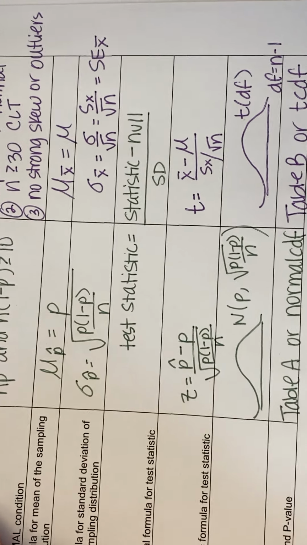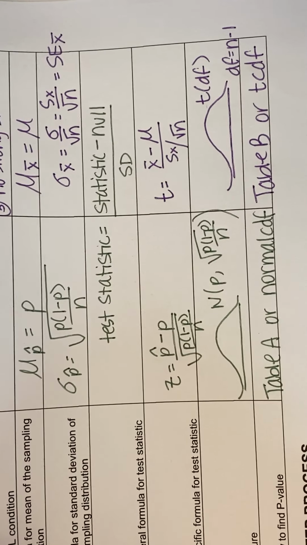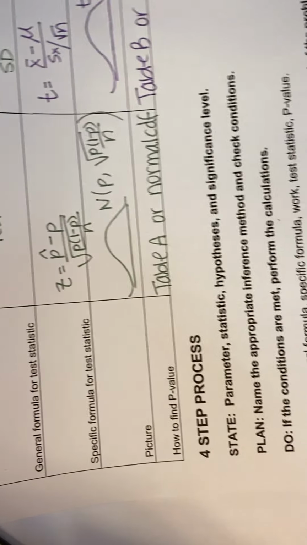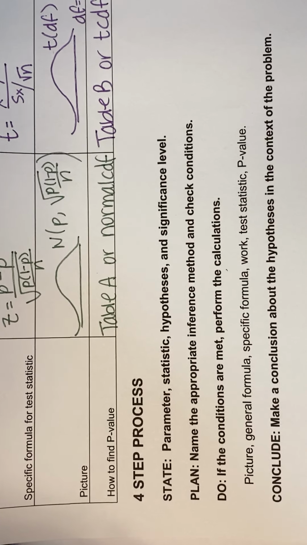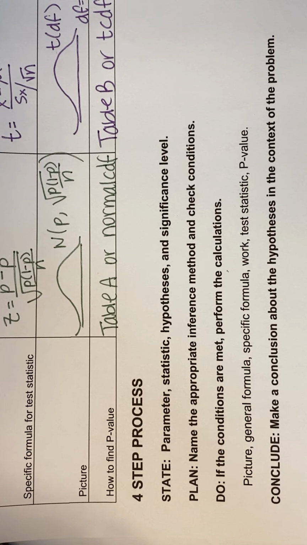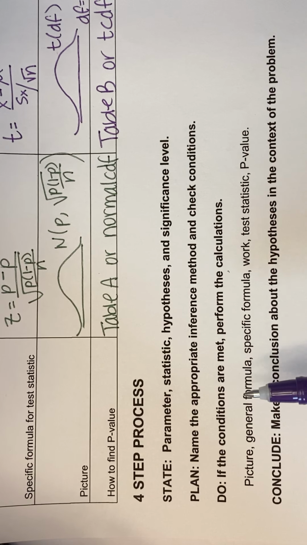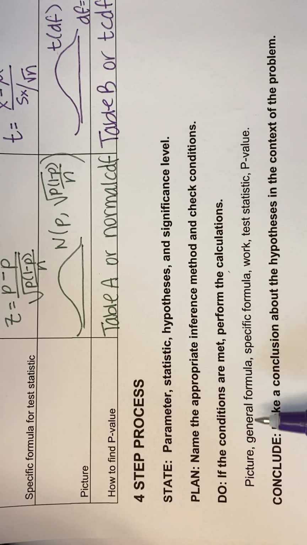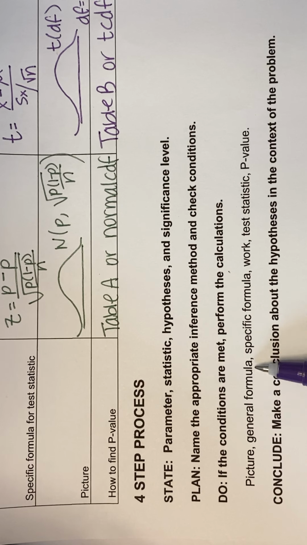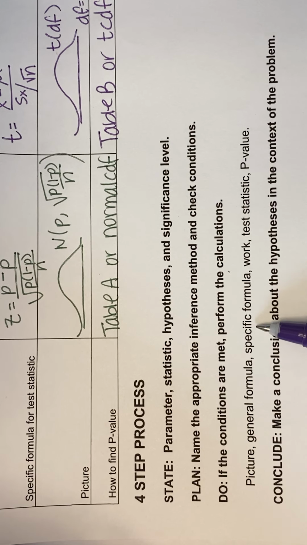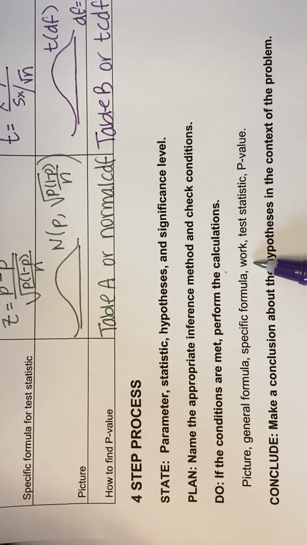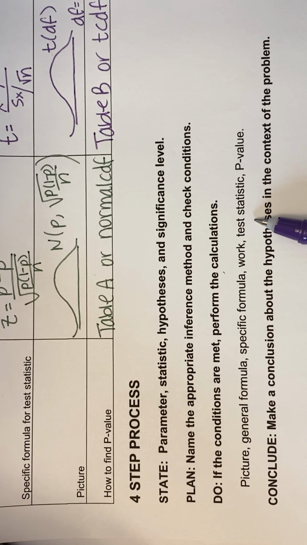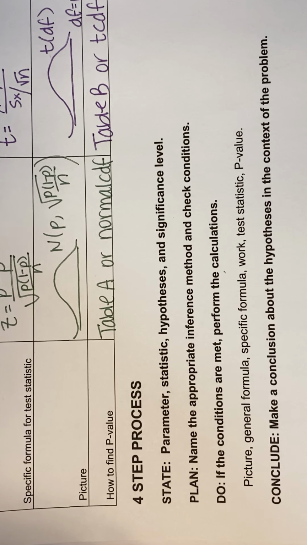So this is one piece of paper that has everything on it that you need. It also has the 4-step process down here for you to follow anytime you're writing a significance test. You want to make sure you follow these 4 steps. But remember, you don't have to put the general formula. Definitely put the specific formula, the work, meaning fill in the formula with the numbers, then what the value of your test statistic is, and your p-value.